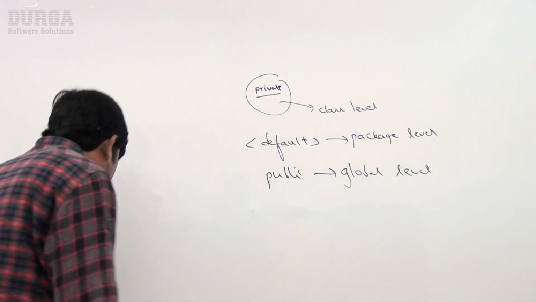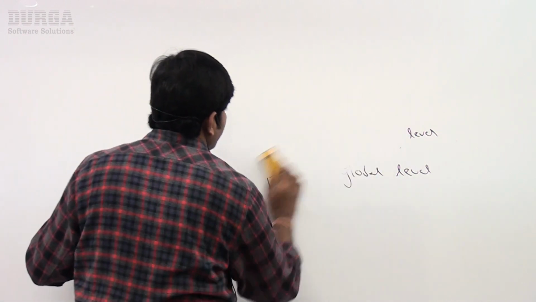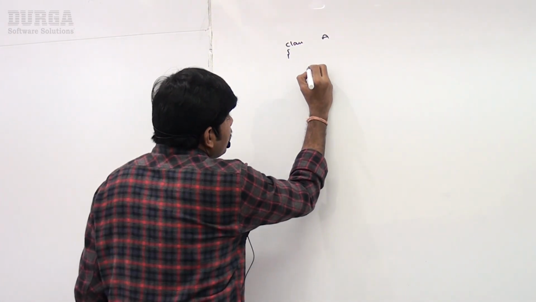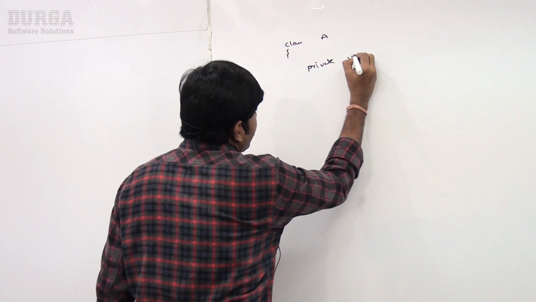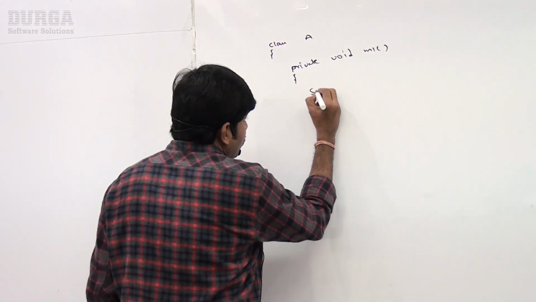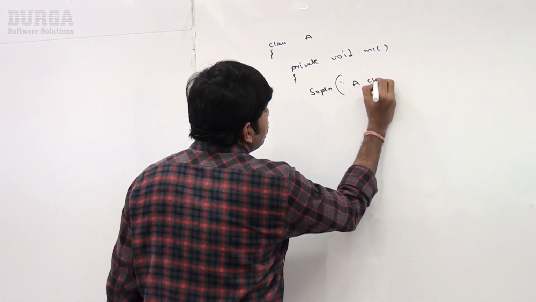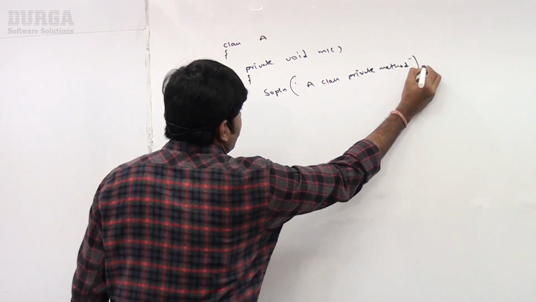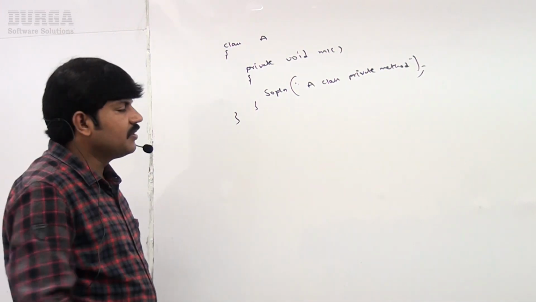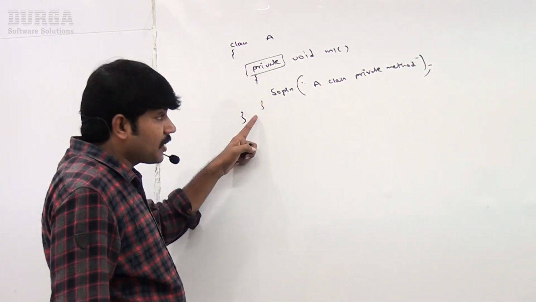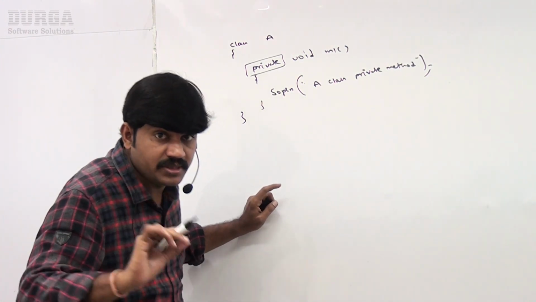Now let me go for a small example to demonstrate this. I have class A, and I'm taking a private void m1, with System.out.println printing "A class private method". That's all. This class A contains one private method. You can access this private method only within the same class. Even if it is a private variable, the rule is the same.